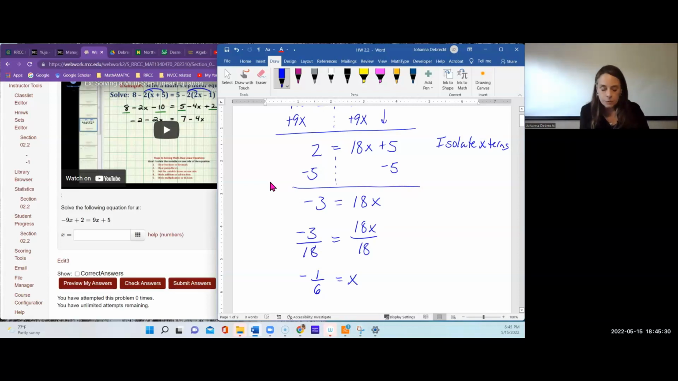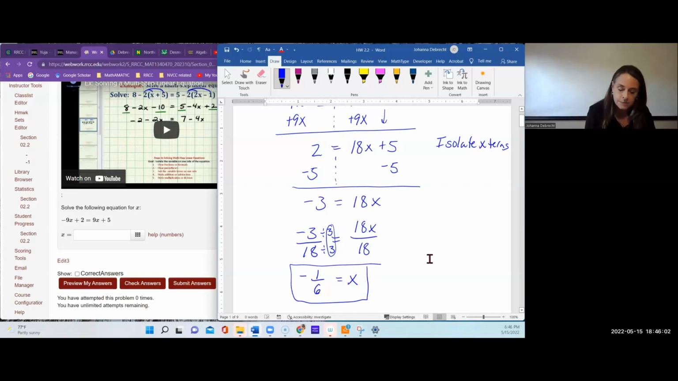If you have trouble with reducing, remember that what you're doing is taking 3 divided by 3 and 18 divided by 3, because 3 over 3 is equal to the number 1, which you can always multiply by. It's one of the things we're always allowed to do. Multiply by 1 or divide by 1 and add 0 or subtract 0. So we are using the property of multiplying or dividing by 1 here. And that gives us x equals negative 1/6. And that's our final answer.